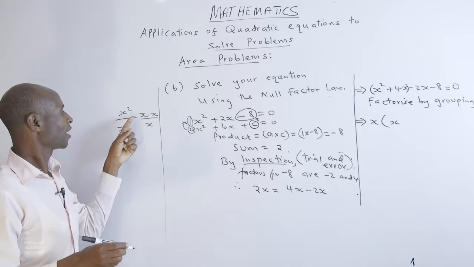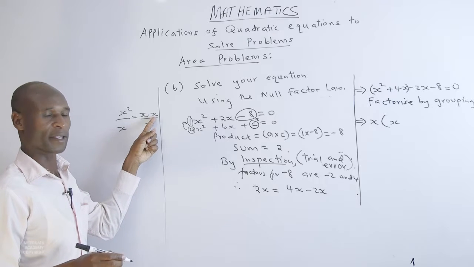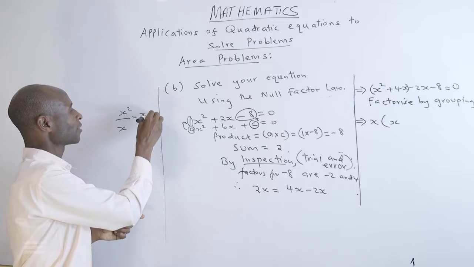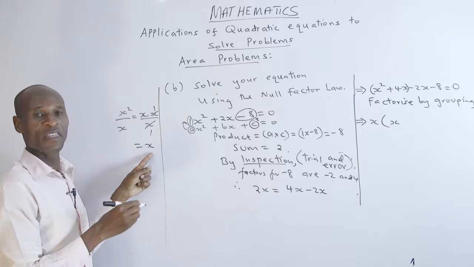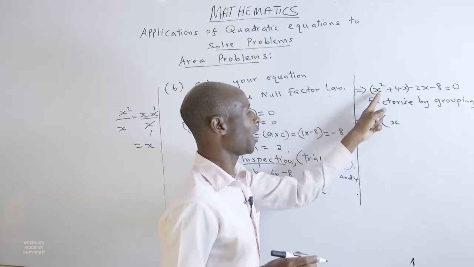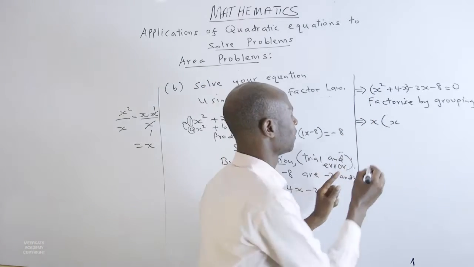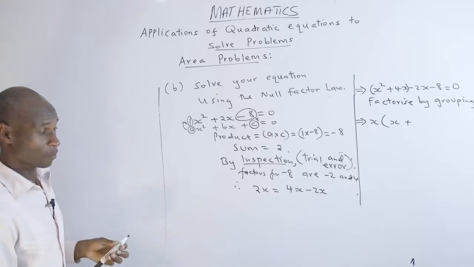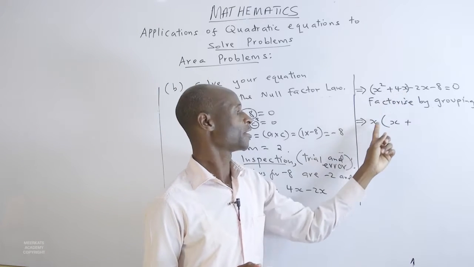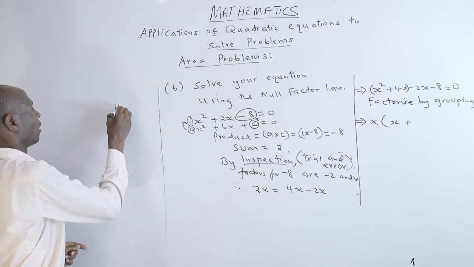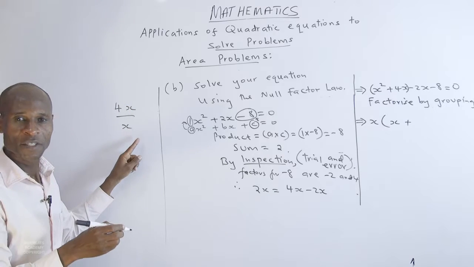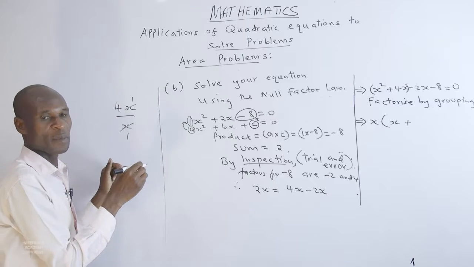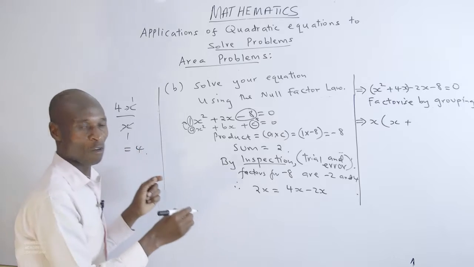X squared can be written as x multiplied by x. Then we are dividing by x. Then the x cancels, we remain with x. That's why x squared divided by x, the result is x. Also, we take 4x divided by x. At this point, x is common, cancels on the numerator and denominator, then we are left with 4.